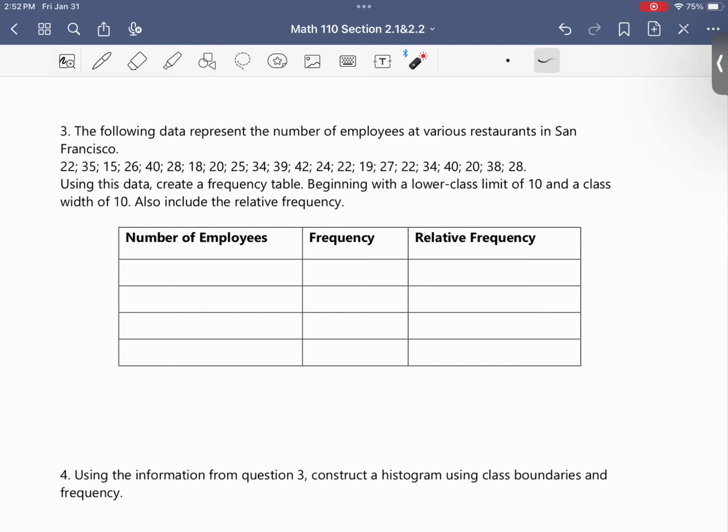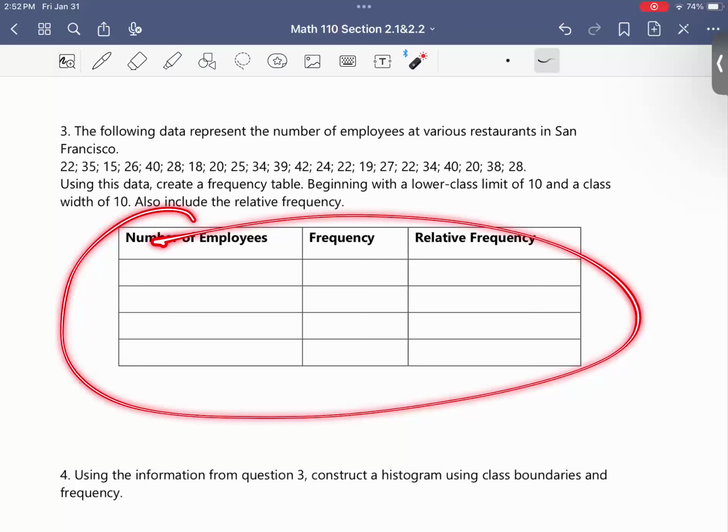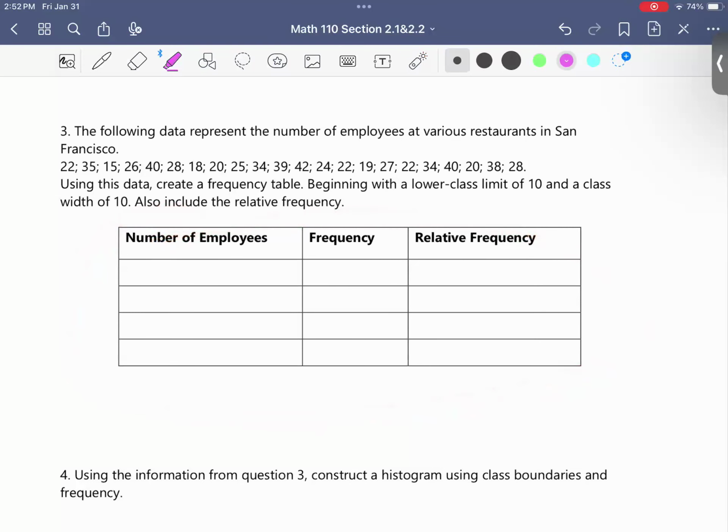So let's go ahead and look at number 3, which states the following: the data represents the number of employees at various restaurants in San Francisco. So here we have a list of data representing the number of employees at different restaurants. Using this data, we want to create a frequency table, which is given to us below. We're going to begin with a lower class limit of 10 and a class width of 10.